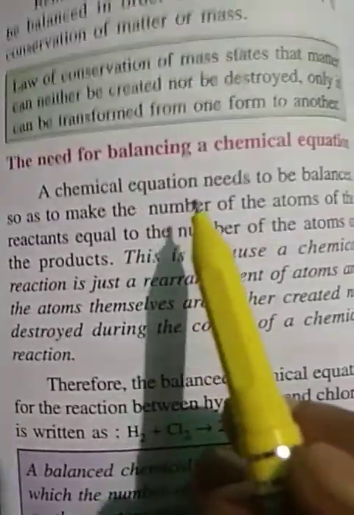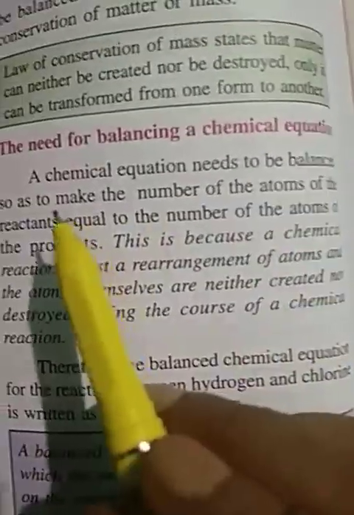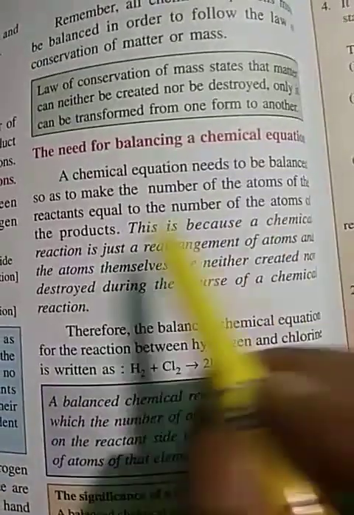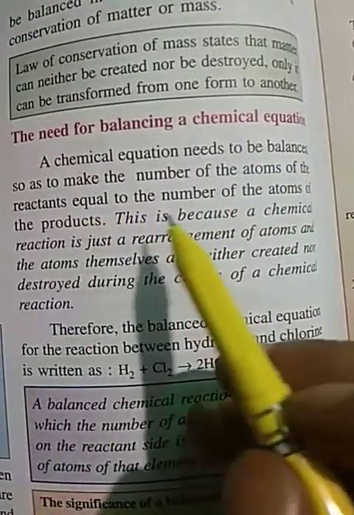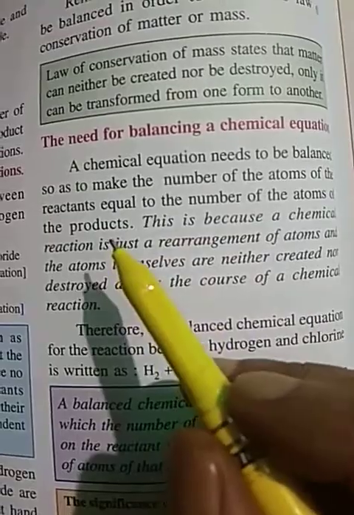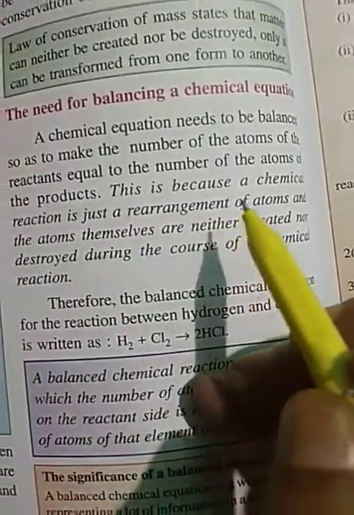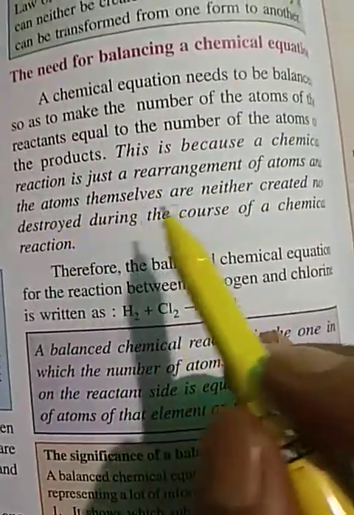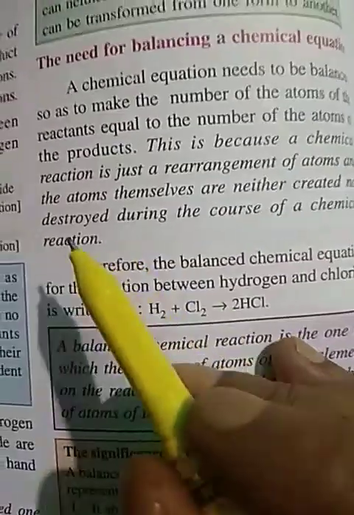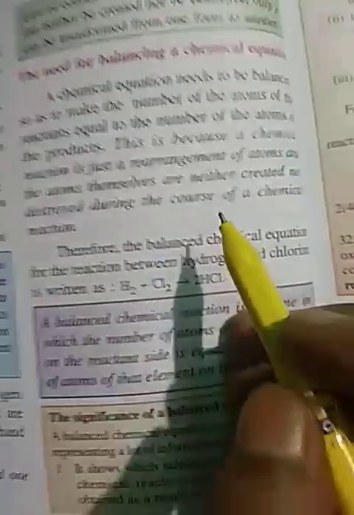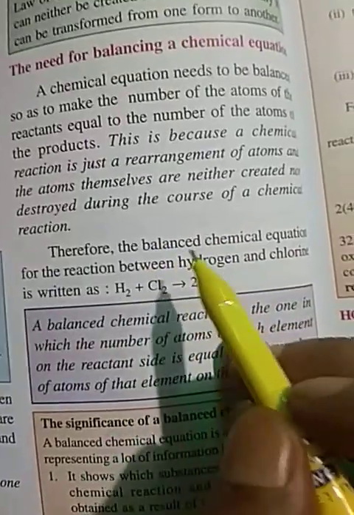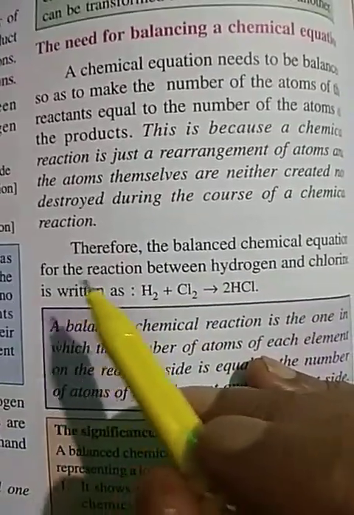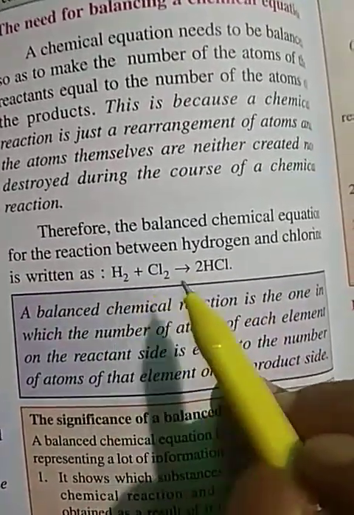So a chemical equation needs to be balanced to make the number of atoms of the reactants equal to the number of atoms of the products. This is because a chemical reaction is just a rearrangement of atoms. Atoms are neither created nor destroyed during a chemical reaction. Therefore, the balanced equation for the reaction will be this.